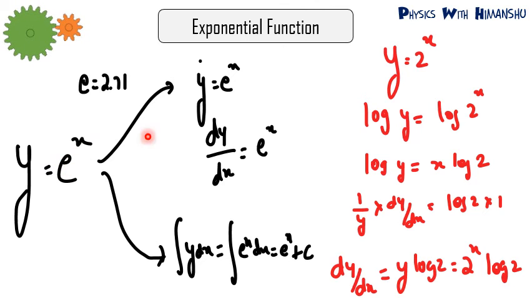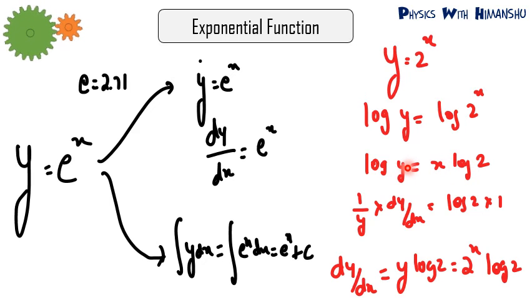y is not equal to e raised to power x, suppose y is 2 raised to power x. Now in this case, what will you have to do? Take logarithm on both sides. So log y will be log 2 raised to power x. Now we have already discussed that property that the power can come outside. So x will come in the prefix mode, so log y will be x log 2.